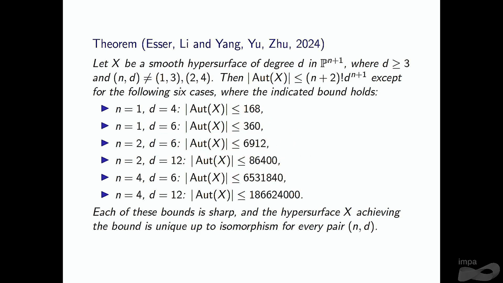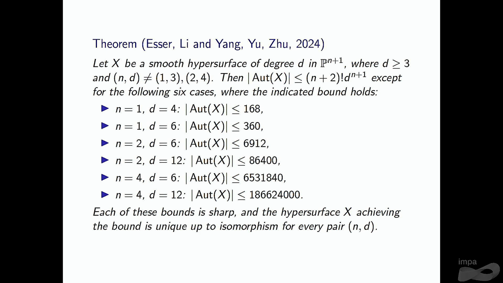And they are all realized by exactly one hypersurface. They give the hypersurface. Each of these bounds is sharp, and the hypersurface achieving this bound is unique for every pair. So the first one is Fermat, and for the other ones, they give the formulas. They are not so nice to look at.